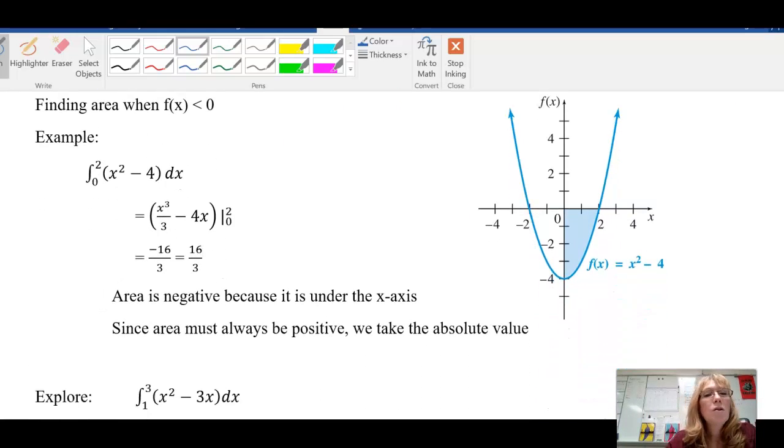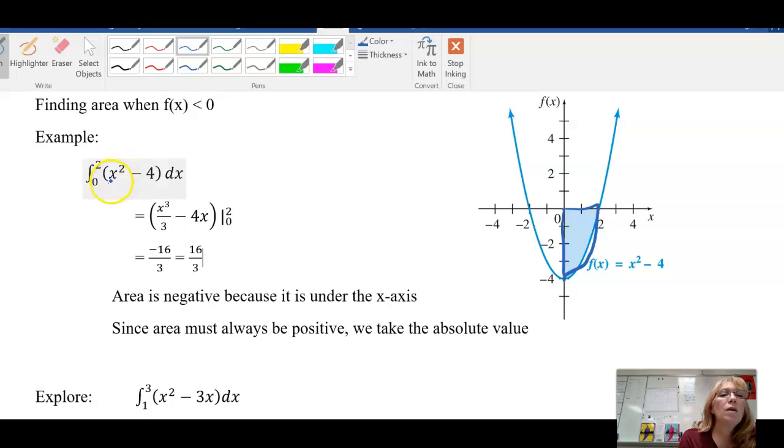All right, this is where it gets tricky. Here's my x squared minus 4, which is just a parabola moved down 4. I need to know the area between the parabola and the x-axis. Now, if we do between 0 and 2, it's not too bad. It's all in the same spot, right? It's just right here. So that's easy enough.